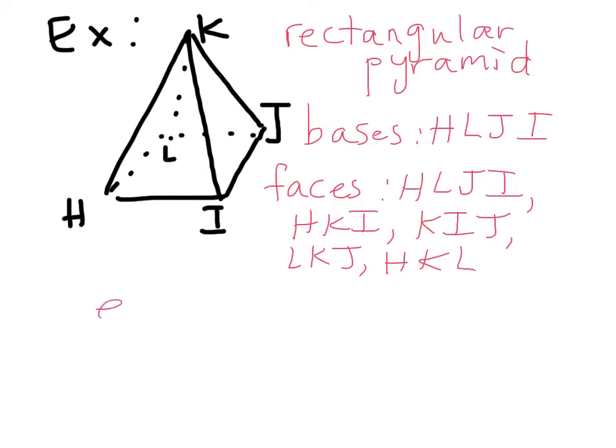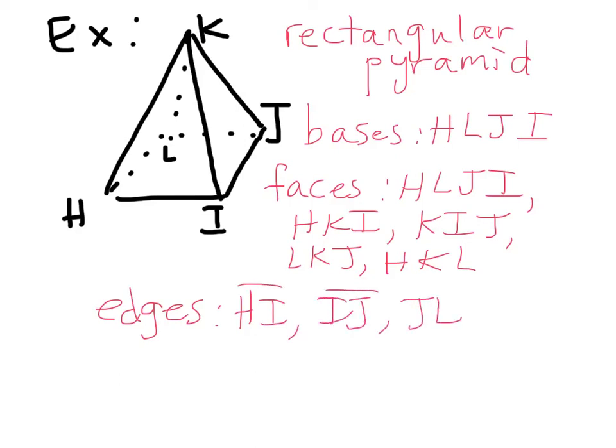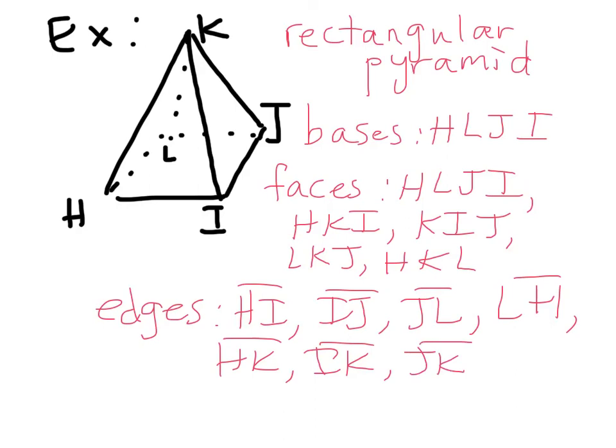And now I'm going to name the edges. So edges are going to be line segments. I'm going to start with the edges that are on my base. So I have 1, 2, 3, 4 edges that are along my base, and then 5, 6, 7, 8 that are going to go up to my vertex. So my edges would be HI, IJ, JL, LH. Those go around the base. And then I have HK, IK, JK, and LK. Those are my edges.